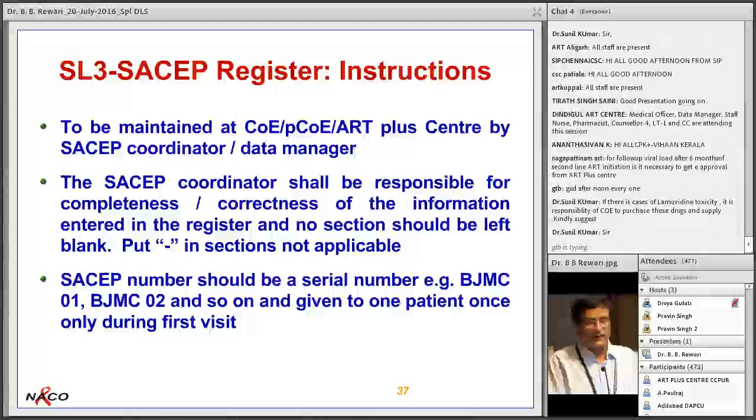Sunil, again I think we have not discussed the drugs for lamivudine toxicity. It was very clearly said earlier also that COE is responsible for single drug purchases. We have asked SACS to purchase. If SACS is not able to purchase, then it is COE, or vice versa.